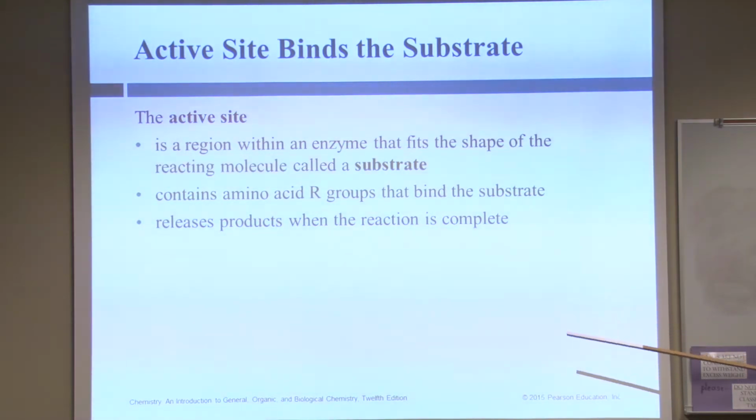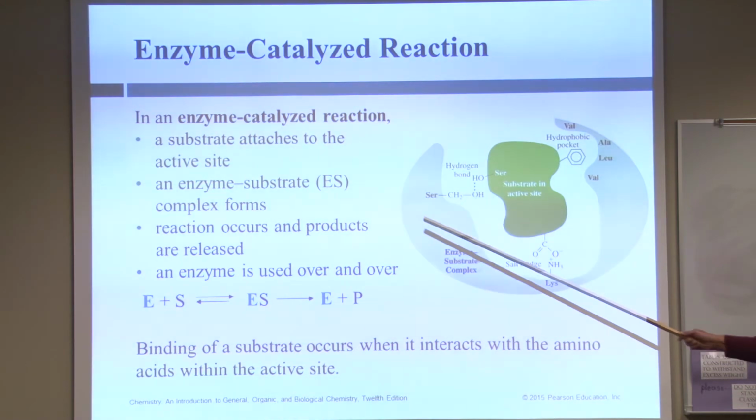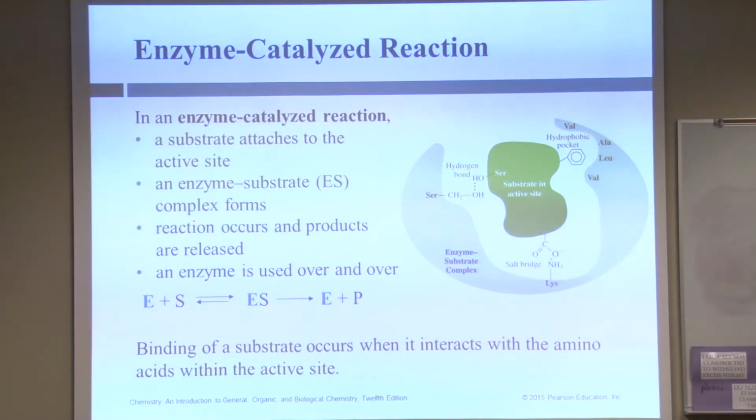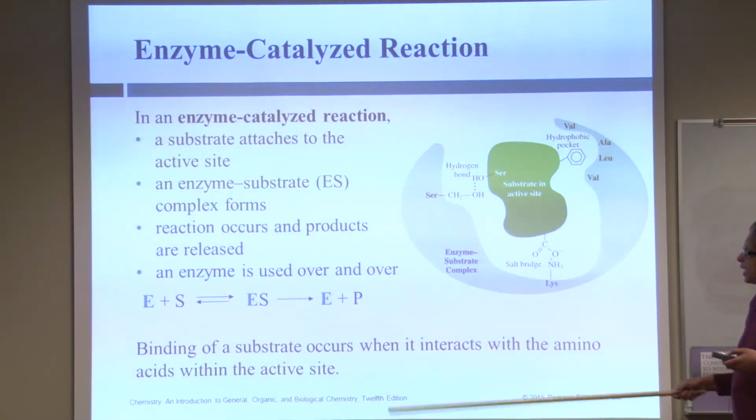The enzyme active site is a region within an enzyme that fits the shape of the reacting molecule called the substrate. It contains amino acid R groups that bind the substrate. Then once the reaction is completed, they release the products. Once the substrate bonds to the active site, it is called an enzyme substrate complex, or ES complex. This ES complex is when the substrate is connected to the active site on the enzyme. The enzyme and the substrate form the complex, and then the enzyme releases the products.